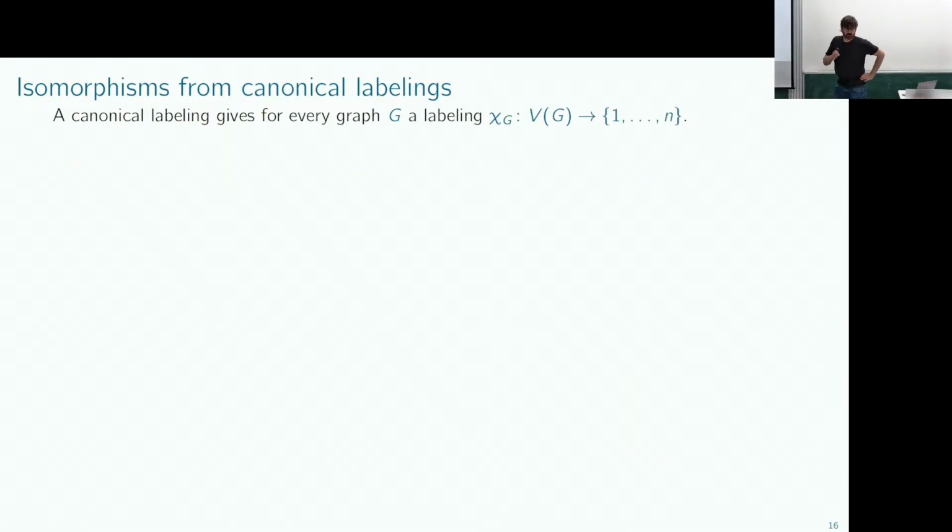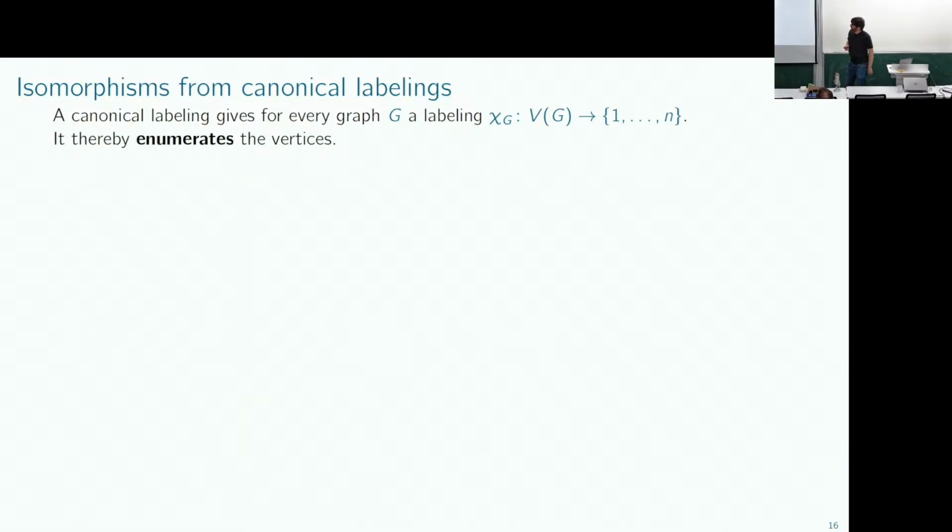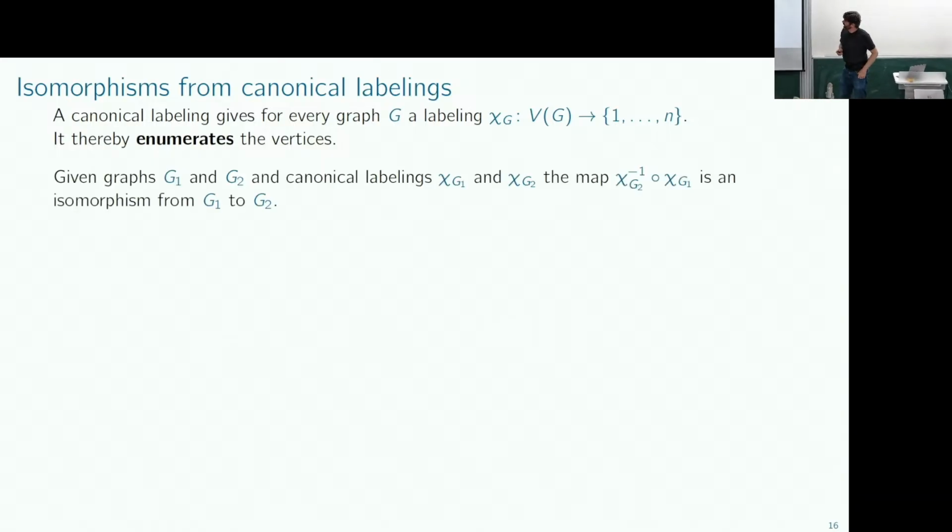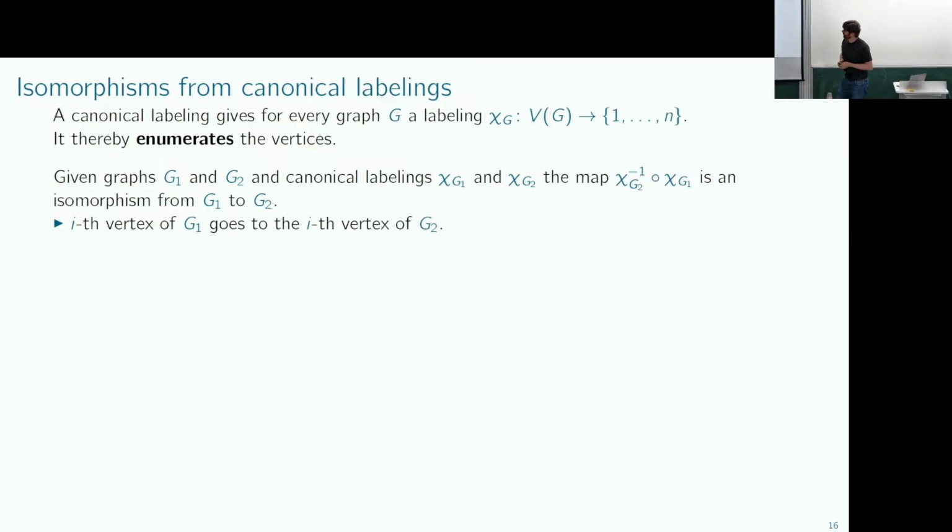Okay, we can also do isomorphism checks with that, and it's kind of clear that we can do that. So if you have a canonical labeling, then you get an isomorphism from your graph to the canonical form, and that means it enumerates the vertices, the first, second, third, and fourth. And that means if you have two graphs, you can use the two canonical labelings to check whether the graphs are isomorphic. So this works as follows. If the ith vertex of G1 goes to the ith vertex of G2, then that must be an isomorphism.